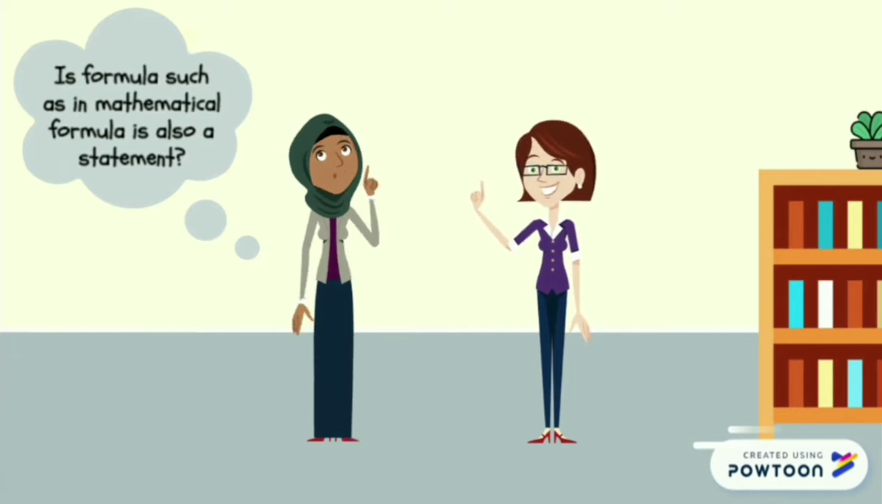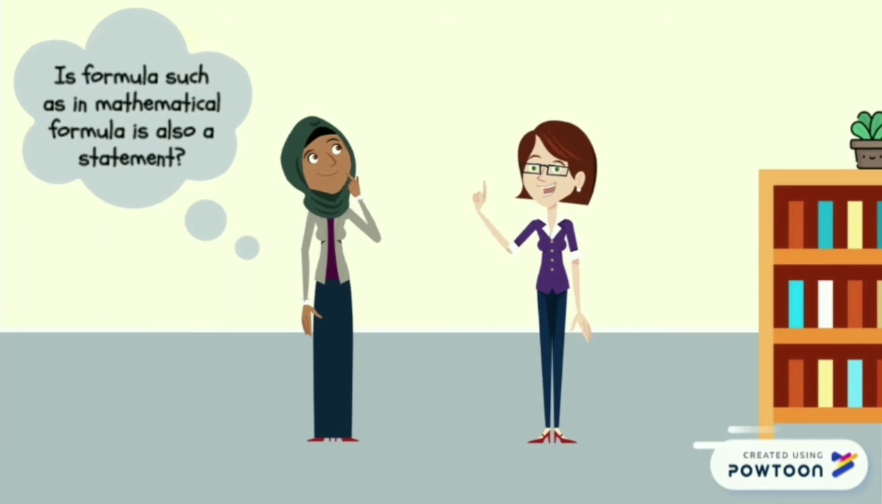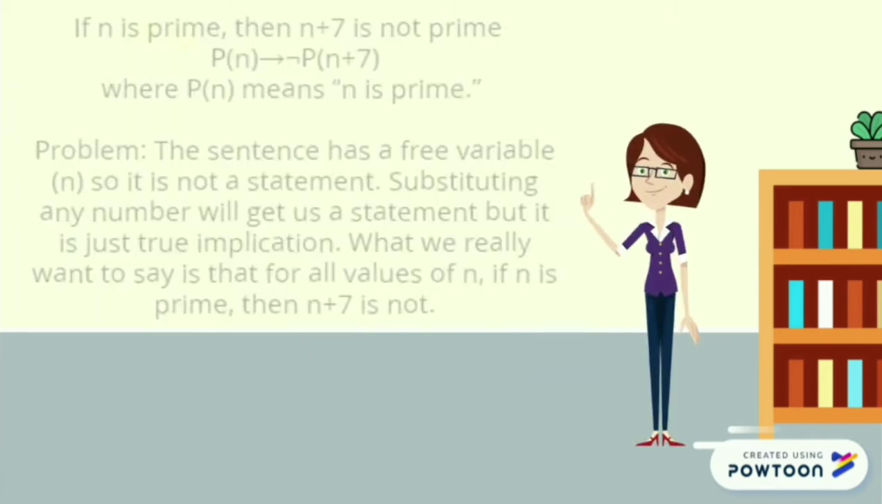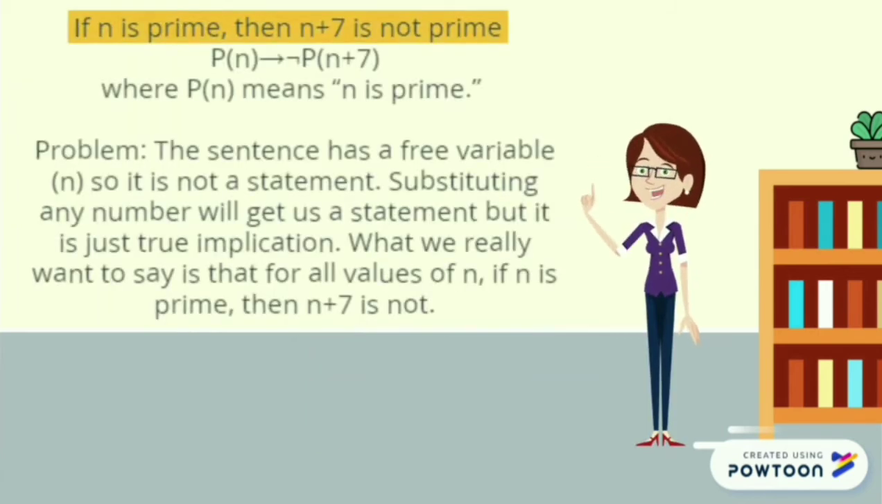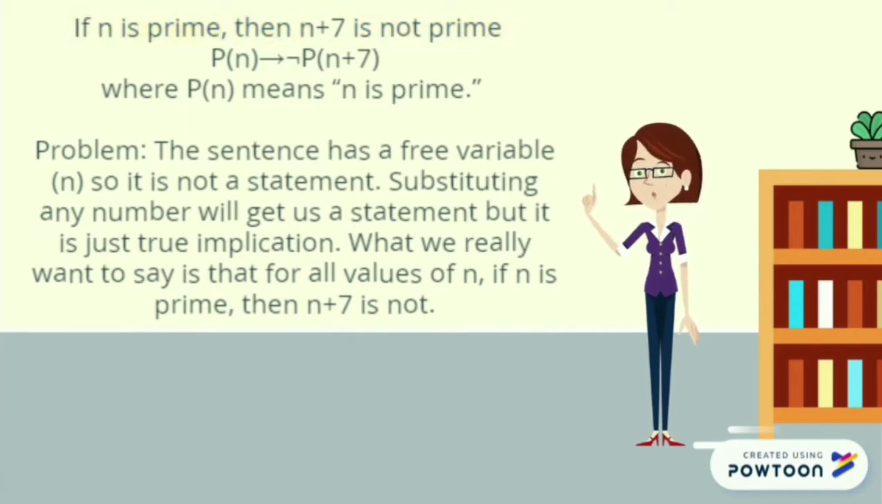It would be nice to use variables in our mathematical sentences. For example, suppose we wanted to claim that if n is prime, then n plus 7 is not prime. This looks like an implication. I would like to write something like if P(n), then not P(n plus 7), where P(n) means n is prime. But this is not quite right.